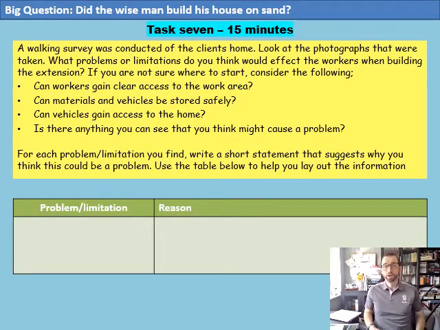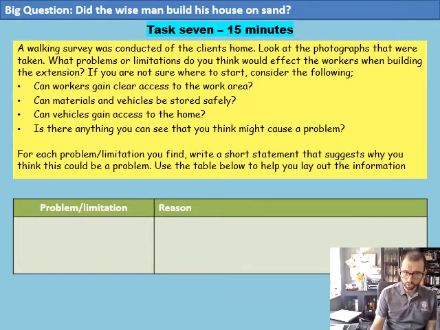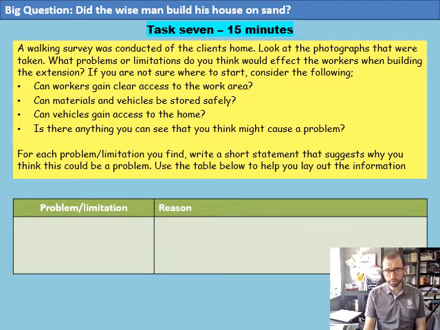So you're going to conduct a walking survey of the property that we're talking about in our example so far. Okay, a couple of key parts of the walking survey: identifying health and safety issues. You're going to identify whether you've got access, and is there anything that's likely to cause a problem to your project? So in the boxes, you're going to write down what the problems are, and you're going to explain why that is a problem. Reasonably straightforward.